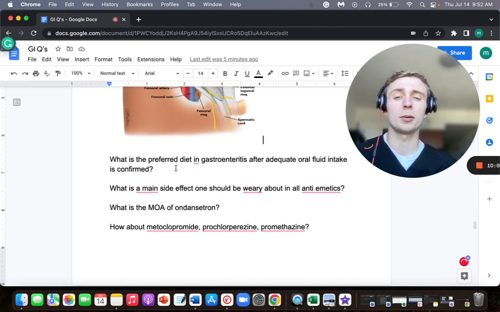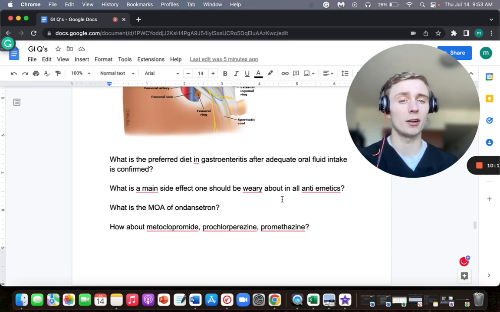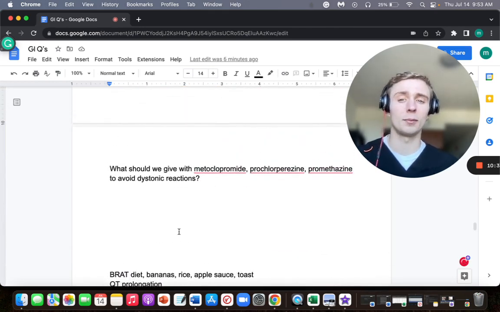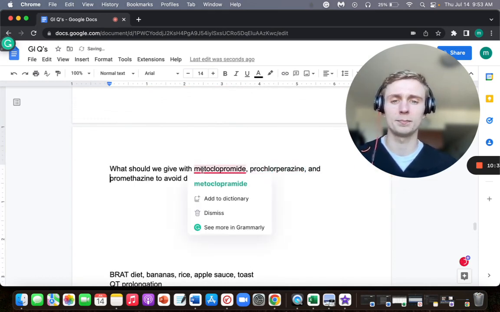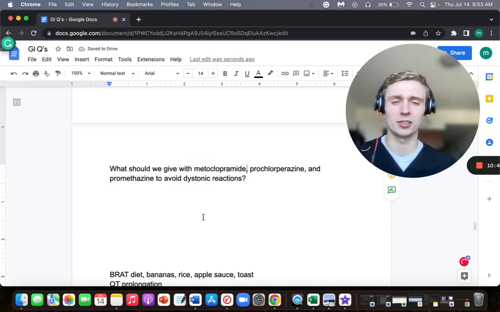Next question, what is the preferred diet in gastroenteritis after adequate oral fluid intake is confirmed? There's a few things that we can give. What is the main side effect one should be wary of in all antiemetics? What is the mechanism of action of Ondansetron? And what is the mechanism of action of metoclopramide, prochlorperazine, and promethazine? And also, importantly, what should we give with metoclopramide, prochlorperazine, and promethazine to avoid the dystonic reactions?